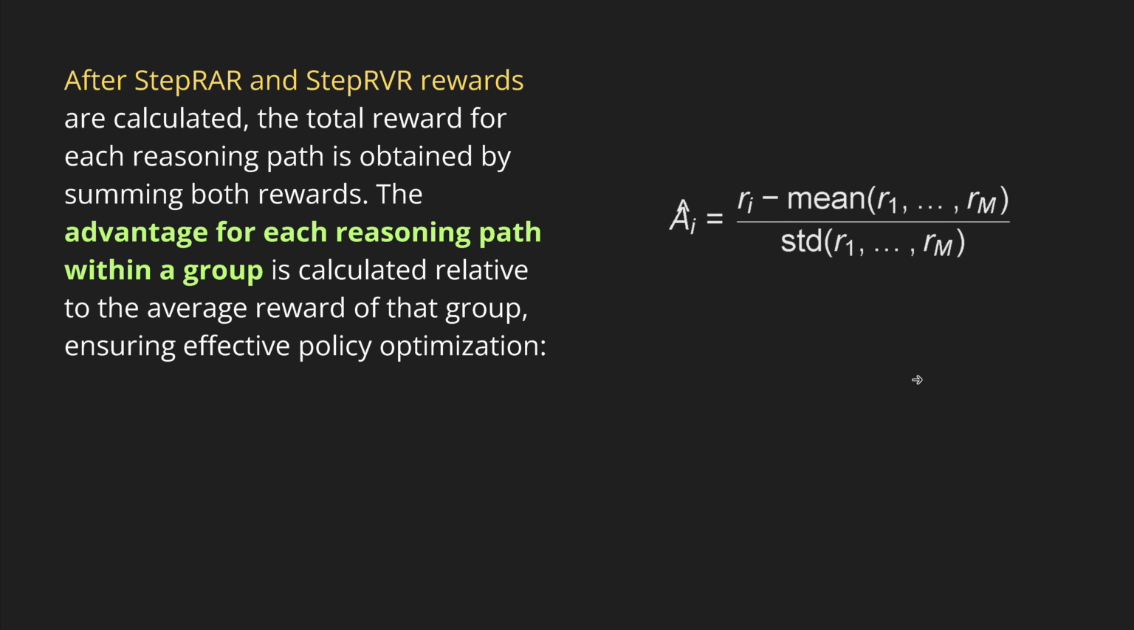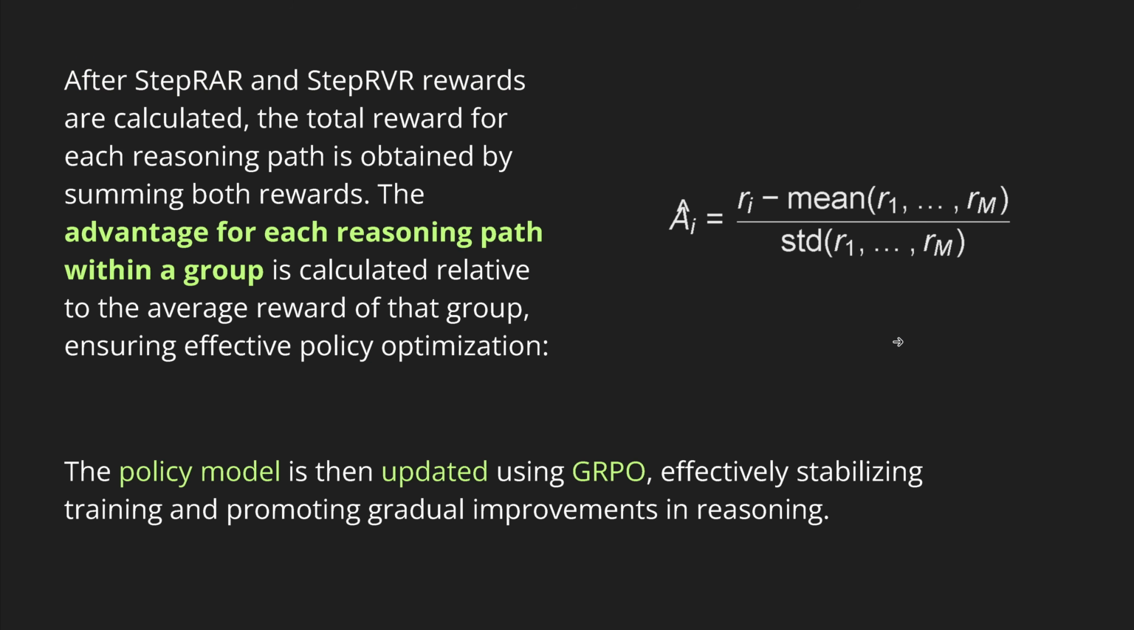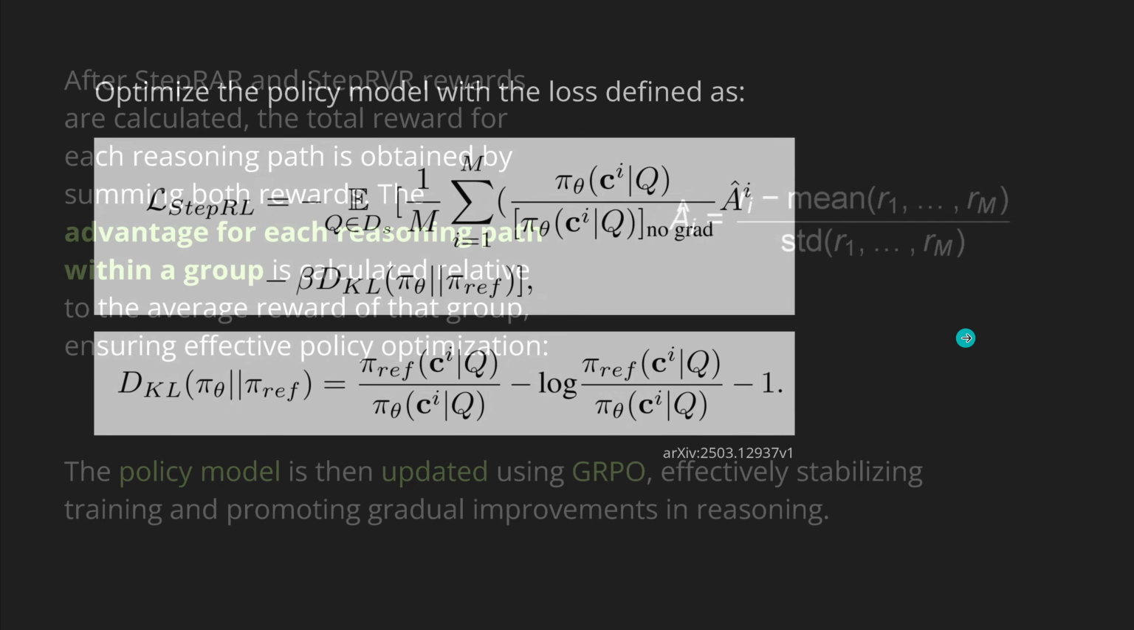And after we have done this, so we have our RAR and our RVR reward, the total reward for a reasoning path is calculated by summing the rewards. Then we calculate our advantage for each reasoning path within a group, relative to the average reward of that group, ensuring effective policy optimization. Couldn't be easier. And then the policy model is updated using the classical GRPO, stabilizing the training and promoting credible improvement in the reasoning.